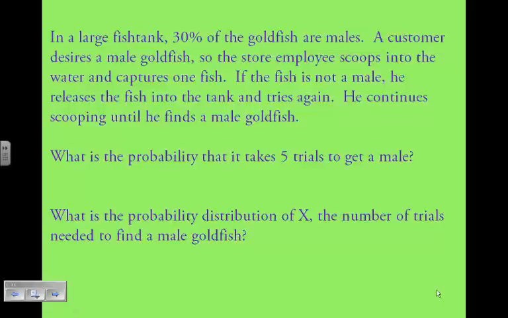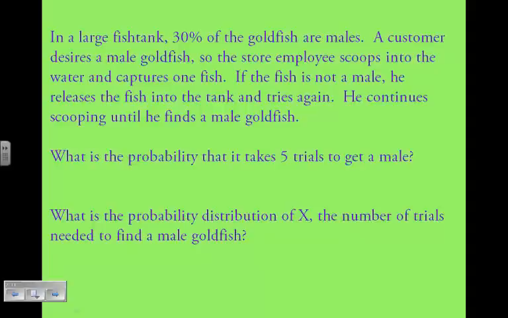So here we go. Here's the scenario. In a large fish tank, 30% of the goldfish are males. A customer desires a male goldfish. So a store employee scoops into the water and captures one fish. If the fish is not male, he releases the fish into the tank and tries again. He continues scooping until he finds a male goldfish because that's what the customer wants. So the first question is, what's the probability that it takes 5 trials to get a male?